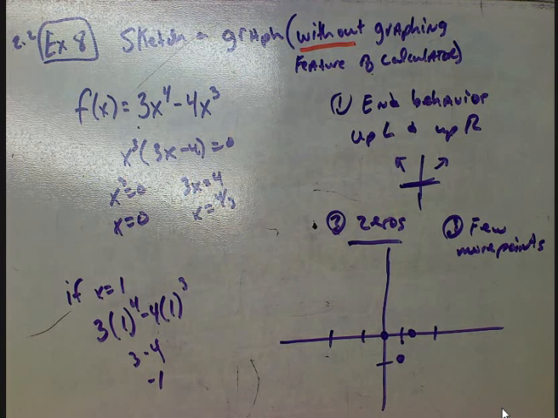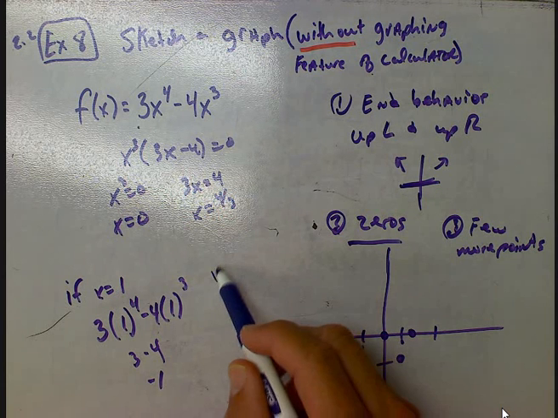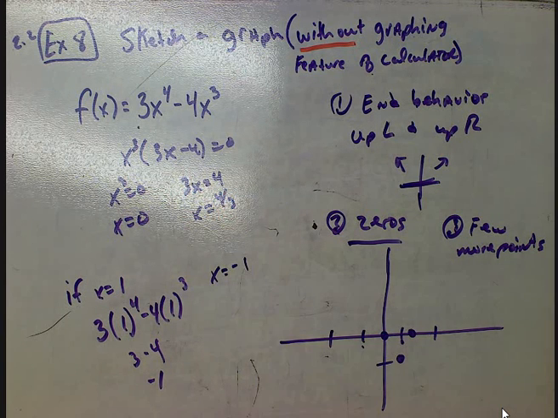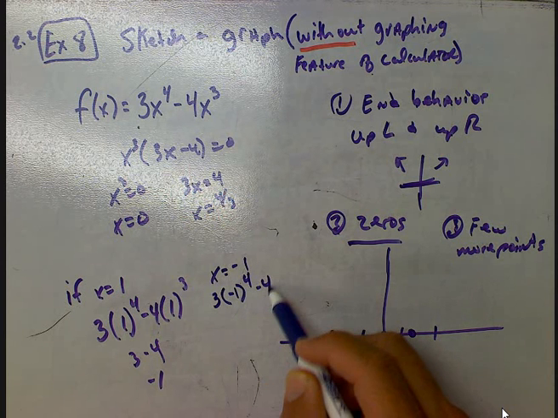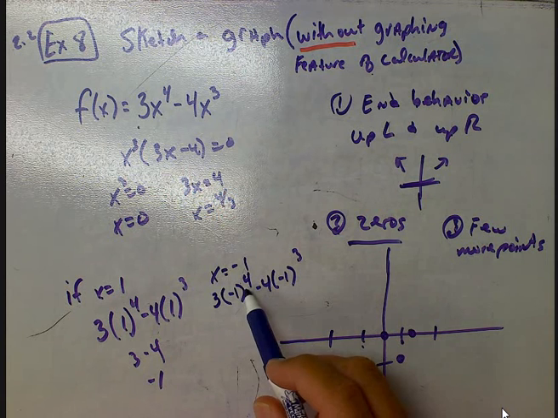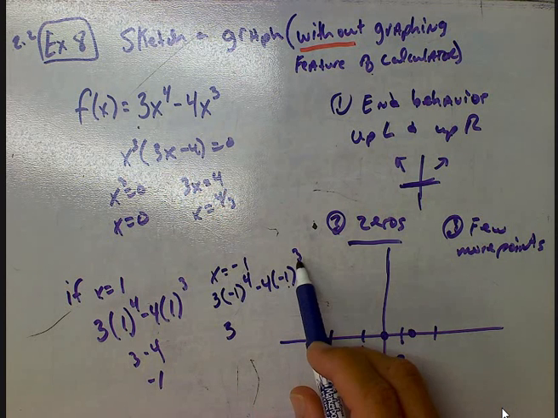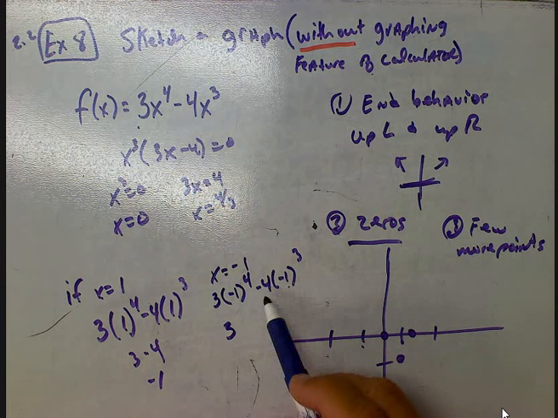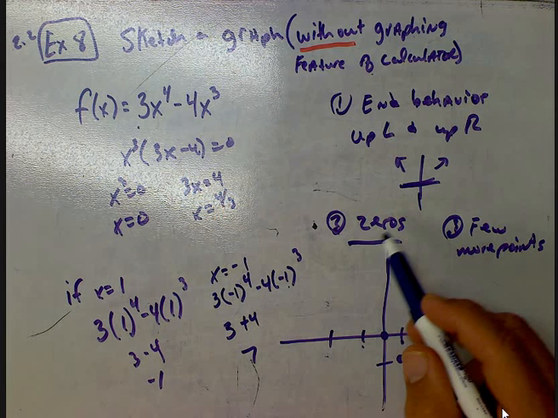That's going to happen. Let's go ahead and pick -1, the next spot after the 0. So 3 times (-1) to the 4th minus 4 times (-1) to the 3rd. (-1) to the 4th is 1, times 3 is 3. (-1) to the 3rd is -1, times -4 is positive 4, so it'd be 7. So (-1, 7) is probably up here.